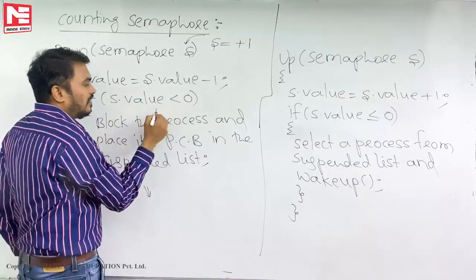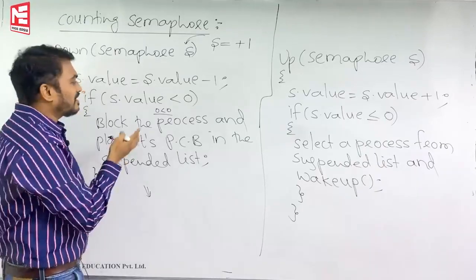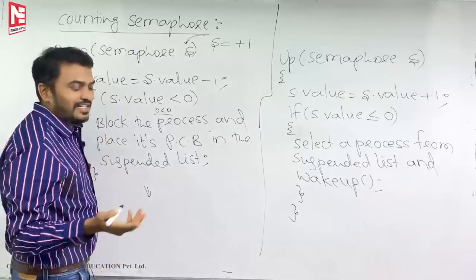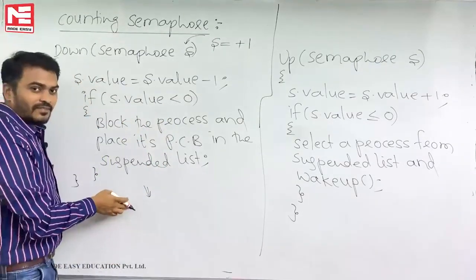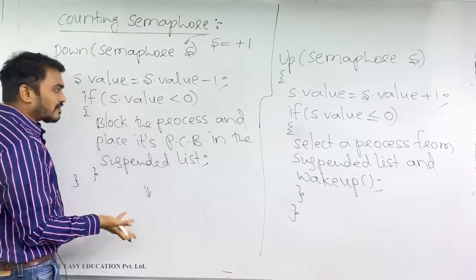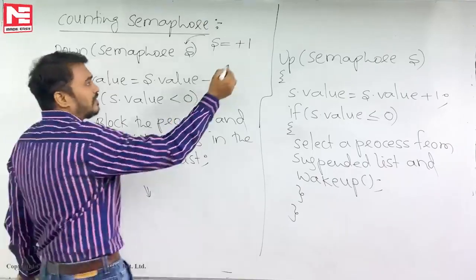Now you are checking: 0 less than 0, true or false? Some people are thinking, right? 0 less than 0 is false. If it is false, it will continue further execution. So it is a successful down operation. After that, the value has become 0.